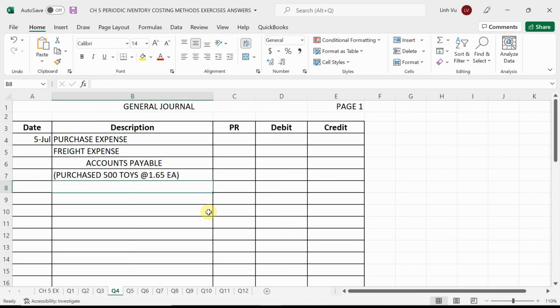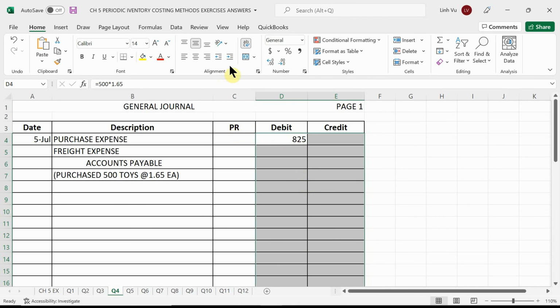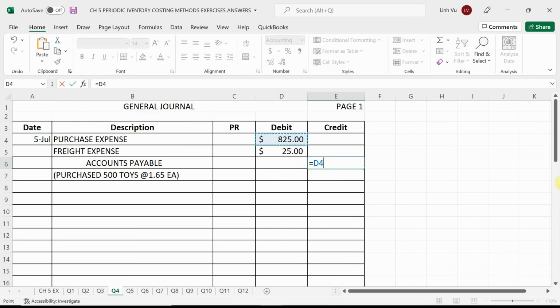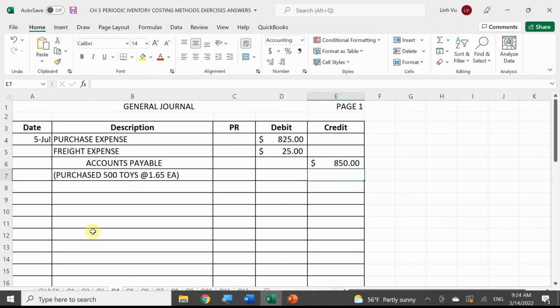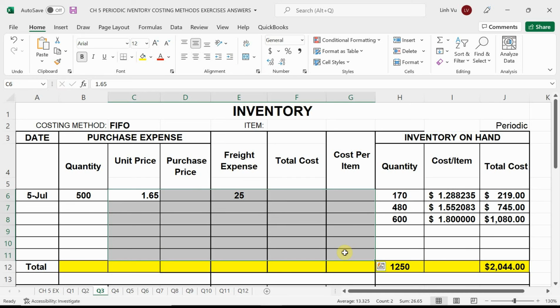So then, in grand total, what's my purchase price going to be? Okay, $8.25. How much was my freight gonna cost me? 25. So in this case, what is my total amount that I owe? 850. Okay, good. So let's plug it into our inventory worksheet now. July 5th, we bought 500 units at $1.65 with a freight of 25.